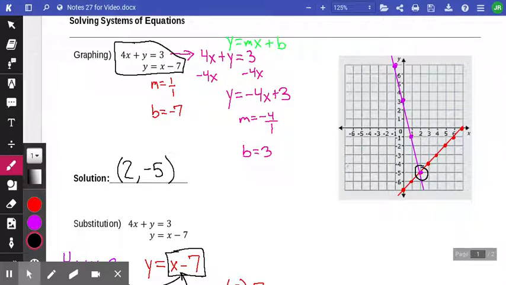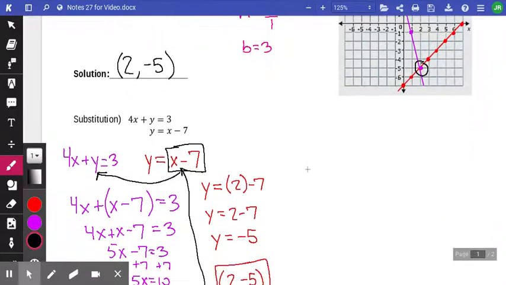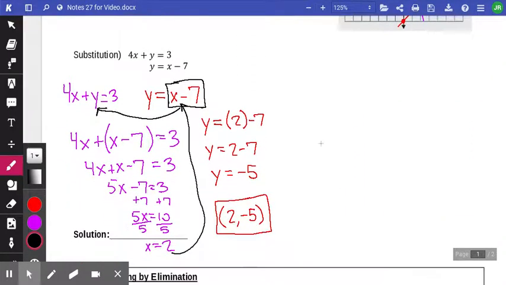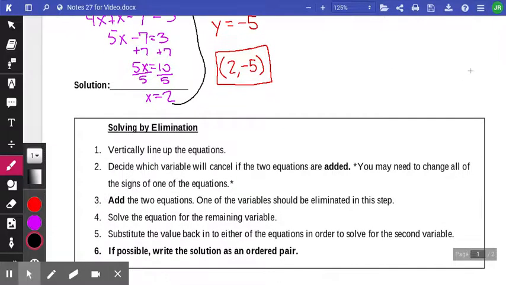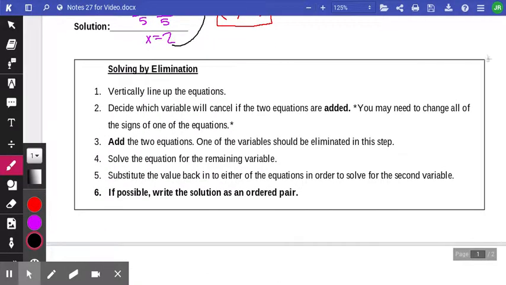Sometimes graphing won't always work because the intersection isn't at a nice integer value. So then substitution is a good method to be able to use. But sometimes substitution isn't the nicest because you have to work with some nasty numbers. So if your equations are not set up for substitution, then maybe this third method would be the best method. And this method is called elimination. And why is it called elimination? Well, because your goal is to get a variable to eliminate.